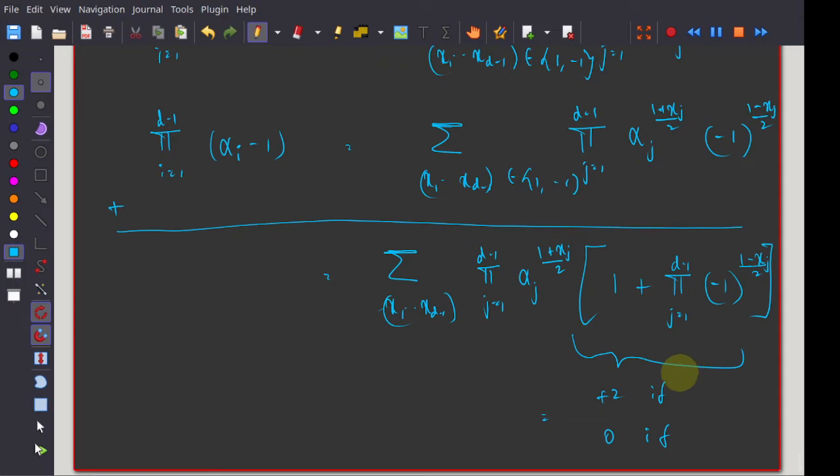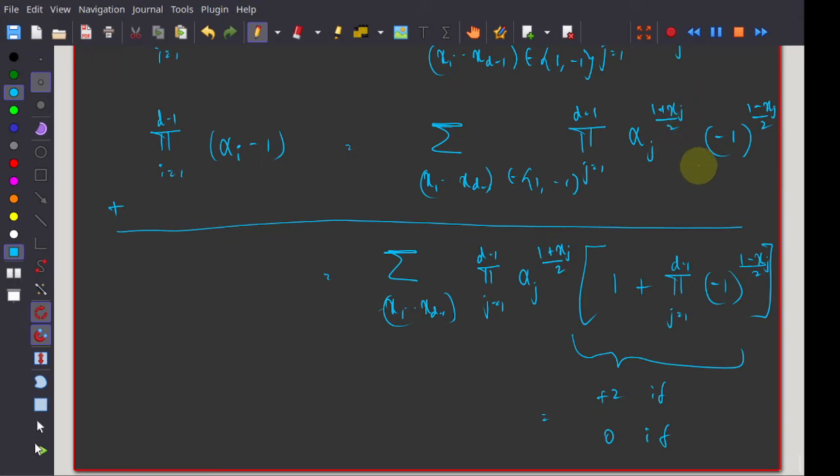Correct. If what happens? If one of the xj's is 1, right? But you're multiplying a bunch of xj's. In fact, let me simplify this a little bit. So (-1) raised to (1 minus xj) by 2, right? So this is equal to +1 if xj equals... it's equal to +1 when xj equals what? So xj is +1 or -1.